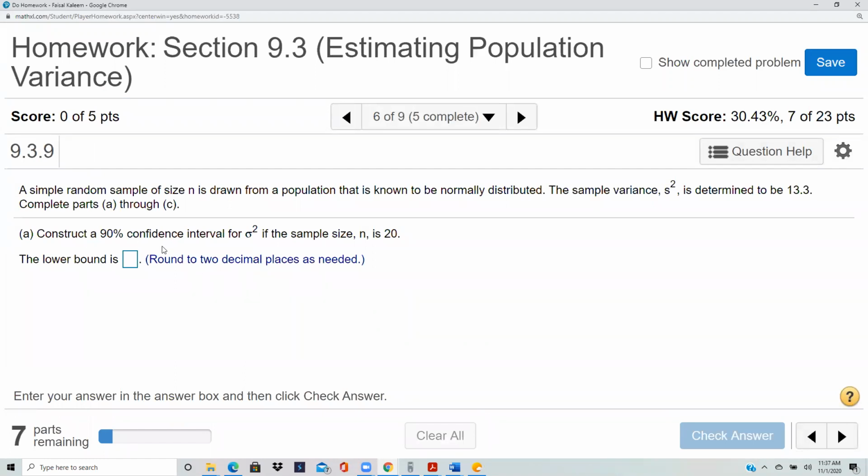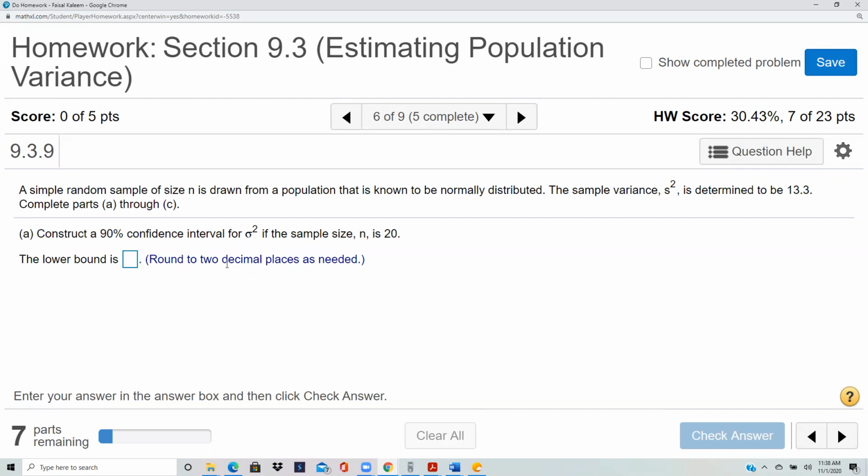Okay, construct a 90% confidence interval for sigma square. So a simple random sample of size n is drawn. Okay, the sample variance is 13.3. Okay, until now we have constructed confidence intervals for proportions. We have constructed confidence interval for means.